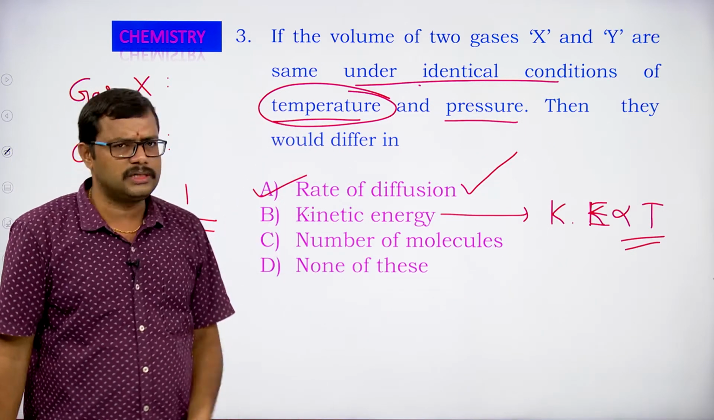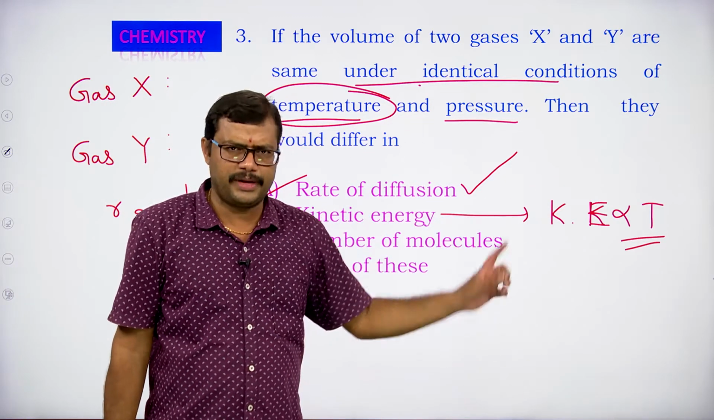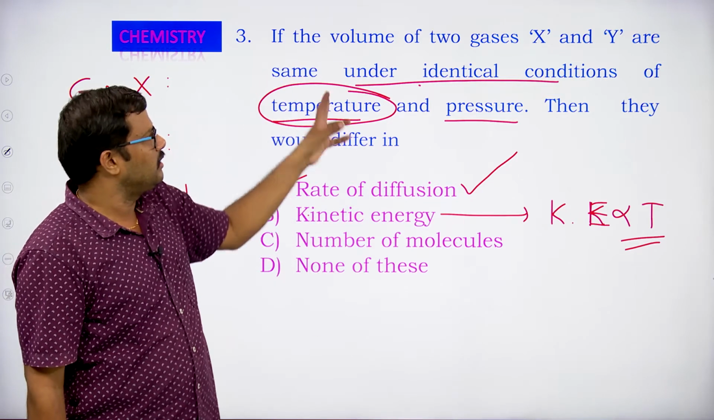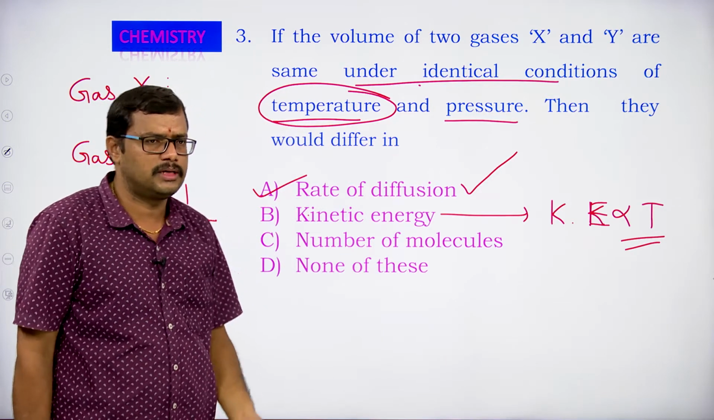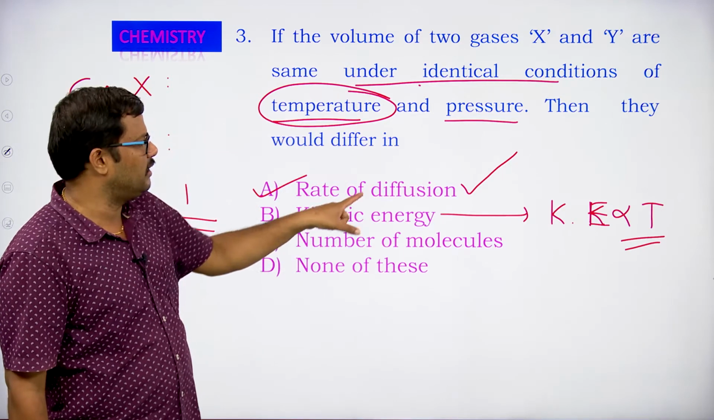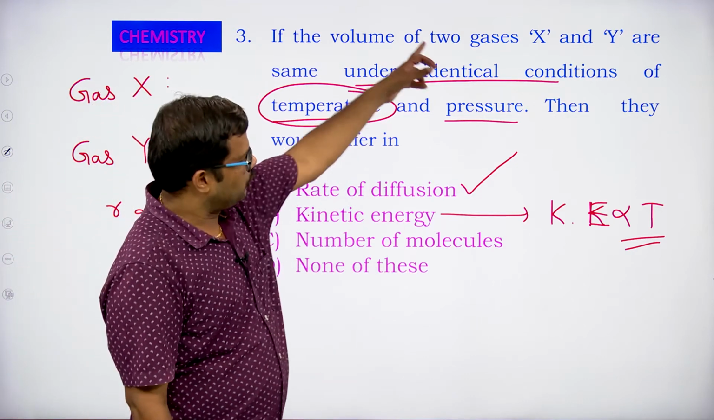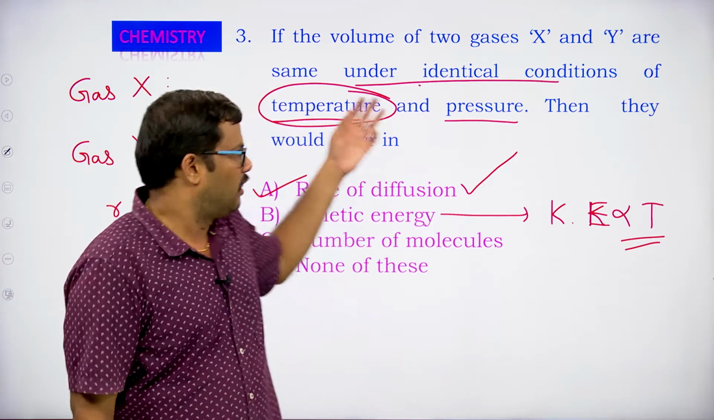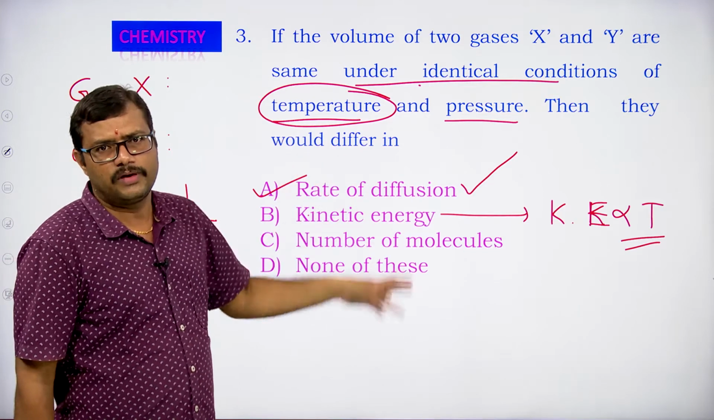When temperature is kept constant, whatever the gas may be, the kinetic energy will remain constant because it depends only on temperature. So kinetic energy is constant for these two gases. Since the temperature and pressure are both constant and equal volumes are taken, the number of molecules will also remain constant. Which parameter then is going to differ? They differ only in the rate of diffusion, because the rate of diffusion and molecular mass are inversely proportional. Since the two gases X and Y have different masses, there is a chance of differing in the rate of diffusion.